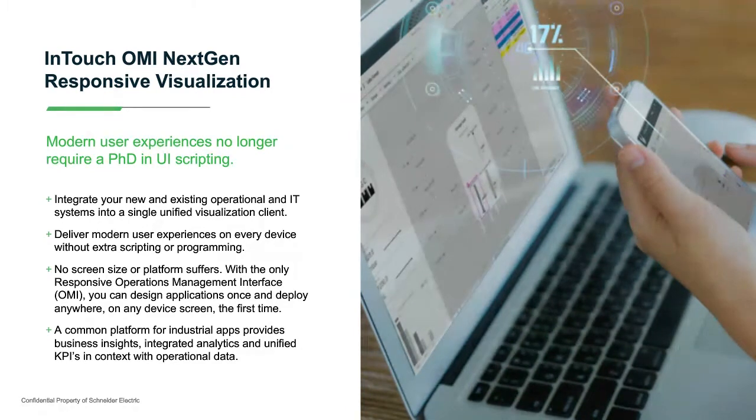So when we talk about this first bullet point that says modern user experiences no longer requiring a PhD in UI scripting, the key focus here is that systems will be data-driven. We recognize that as systems grow in size and scale and in the scope of the applications they're trying to adapt to, the traditional mechanisms of hand-generating applications and dragging and dropping content onto screens as the primary way we build applications don't scale.